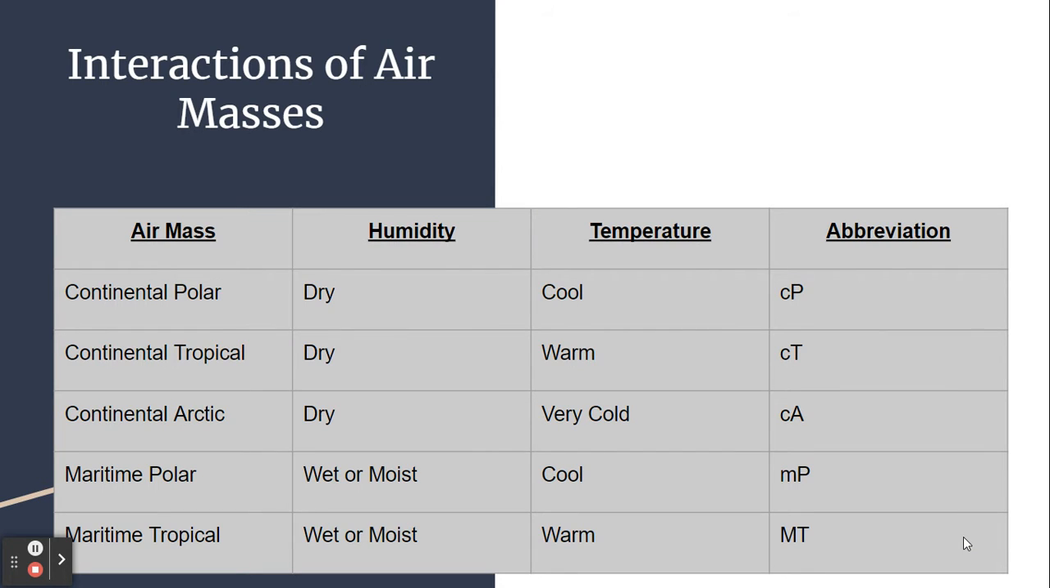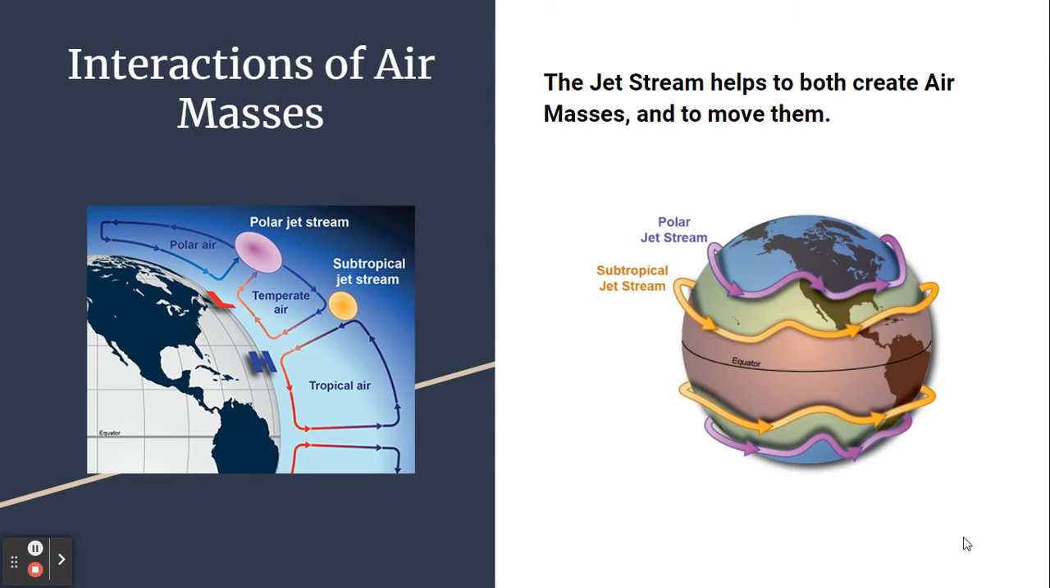We've got all that information here in a nice little table, but if you understand the naming process of an air mass, you can understand the humidity and temperature that's found there. Continental are dry, maritime are wet or moist, and tropical are warm, polar are cool or cold, and Arctic are very, very cold. They're abbreviated with a lowercase letter for either continental or maritime and a capital letter for where they form in the latitudes.